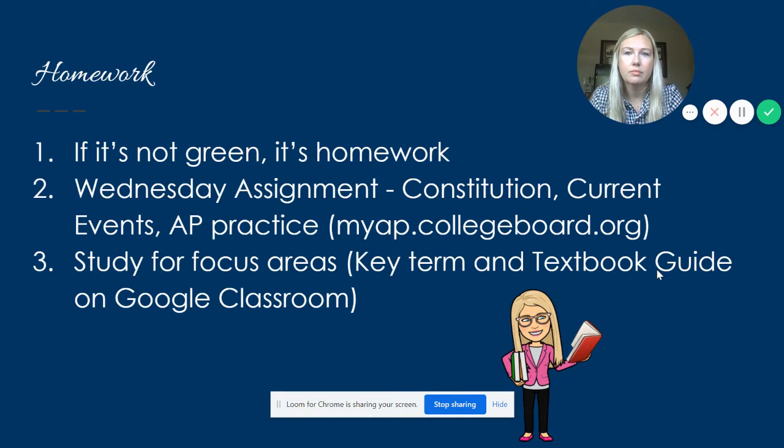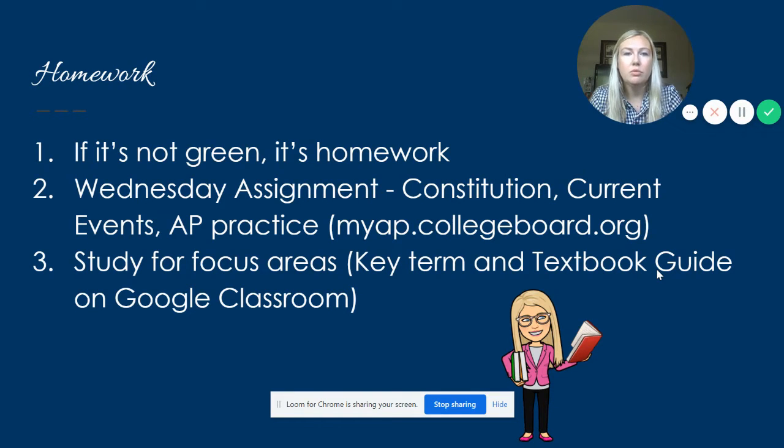Here are the major needs to knows. If it's not green, it's homework. Students should be completing that. On Wednesdays currently, our students are completing bits and pieces of the Constitution, getting to know what happens in each portion and each article, and what are the big needs to knows to pull out. As we go through the year, we'll transition into current events and additional AP practice.